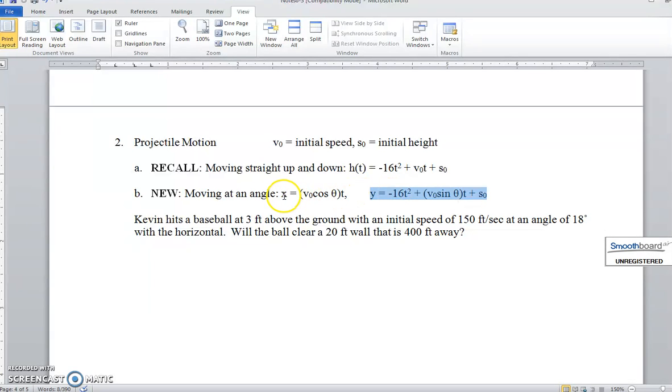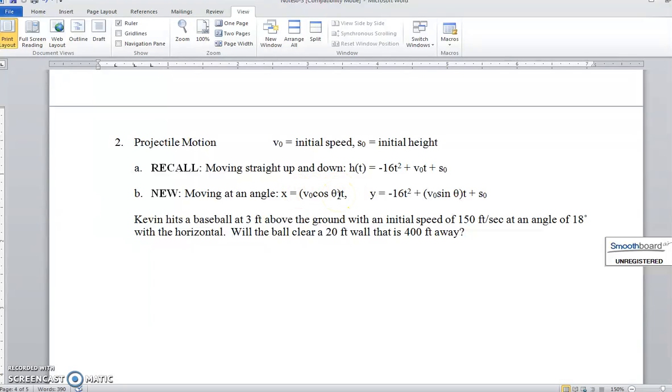The only difference is in this middle part, this middle term, we now have a sine of theta. And then we have something now for x, which is totally new. It's the initial speed times cosine of that angle that we're moving at the beginning of the problem times time, and that gives us our two parametric equations.